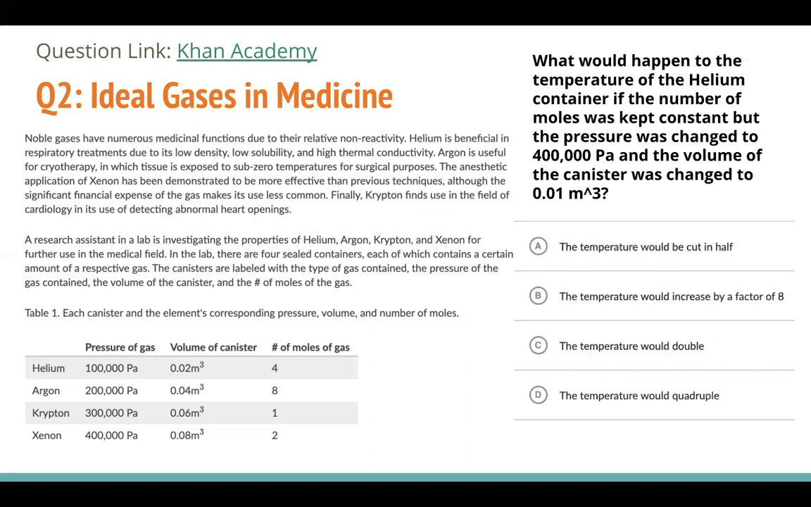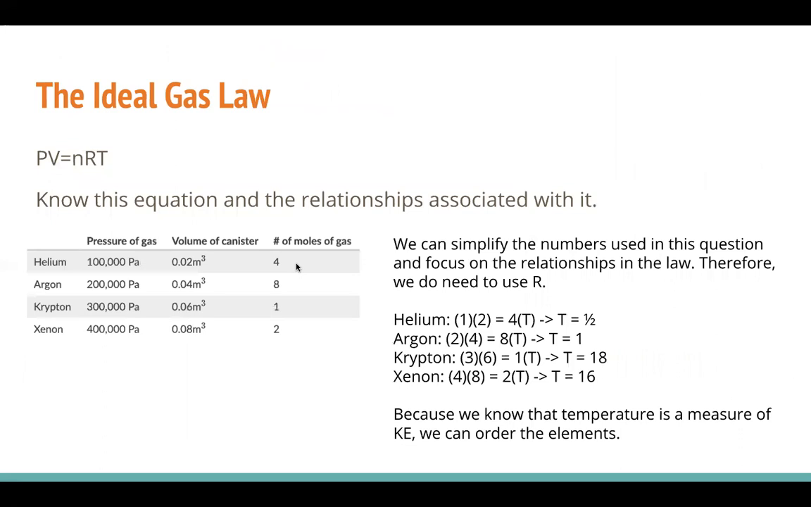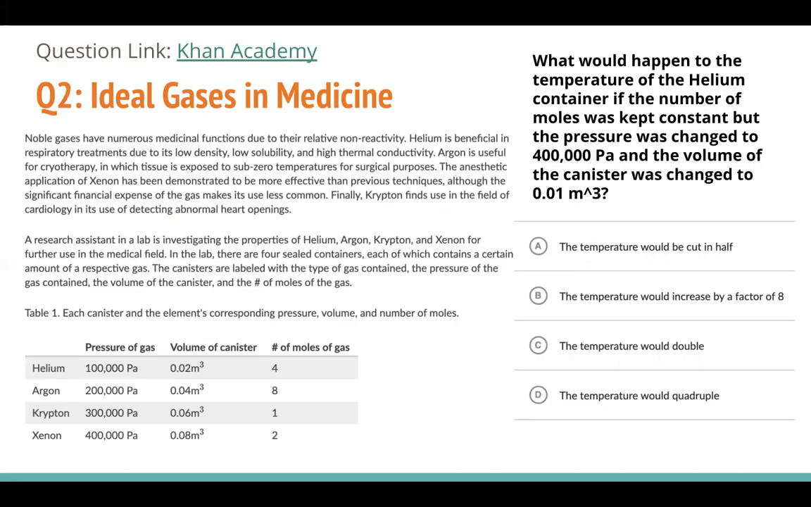Okay, so the second question based on this passage is, what would happen to the temperature of the helium container if the number of moles was kept constant, but the pressure was changed to 400,000 pascals and the volume of the canister was changed to 0.01 meters cubed? Once again, remember the ideal gas law, PV equals nRT, and remember our simplified relationships, and that should be enough to solve this problem. So I'll just give you like 30 seconds.